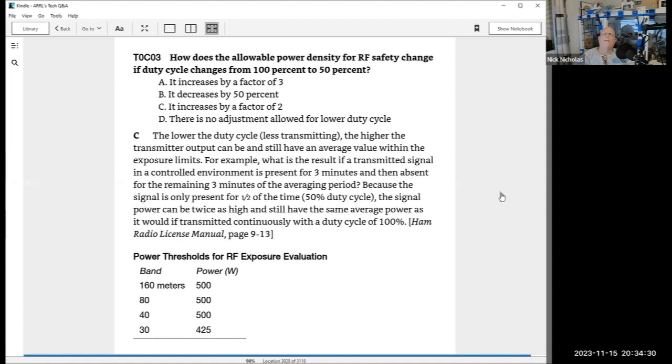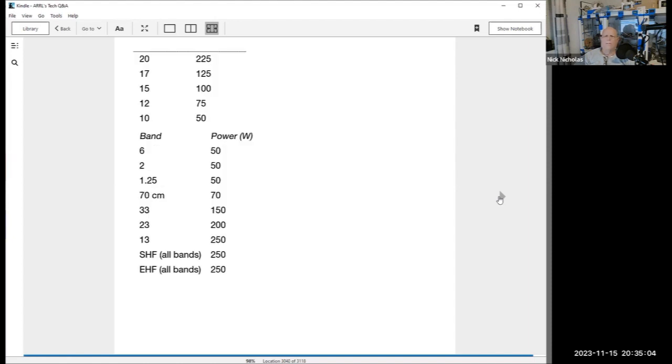So, we covered that the other day. It says down below, and this is really it, answer. It's because the duty cycle present is only half or 50% of the cycle. But the signal power can be twice as high and still have the same average power it would be transmitting at 100%. So the factor is in whole numbers, not percentages. Okay.